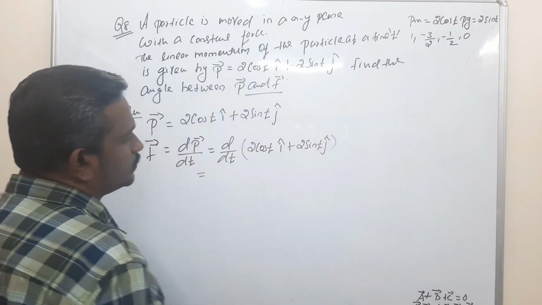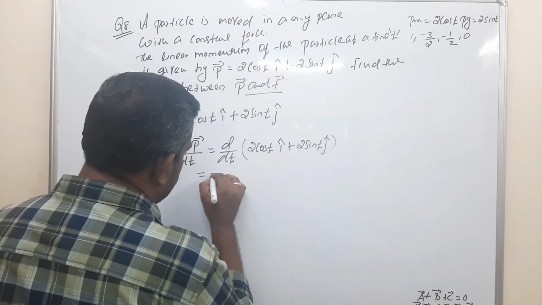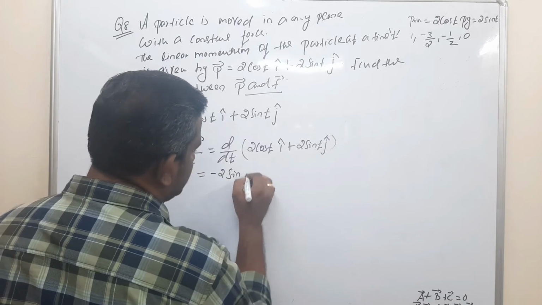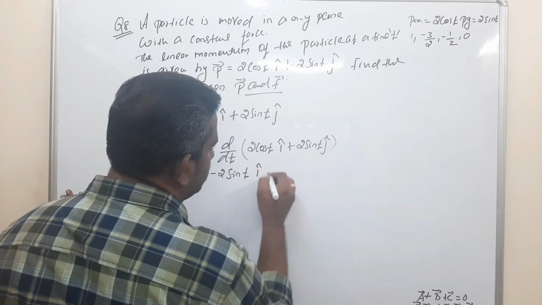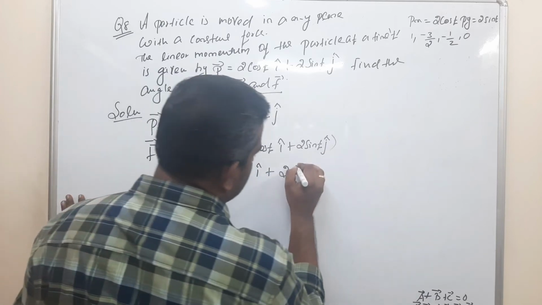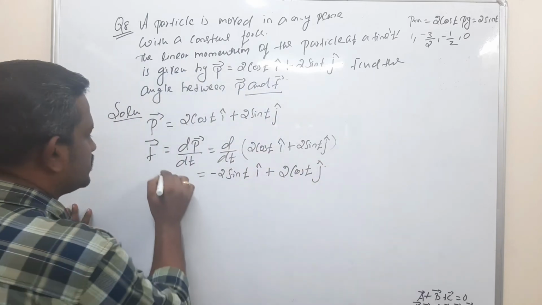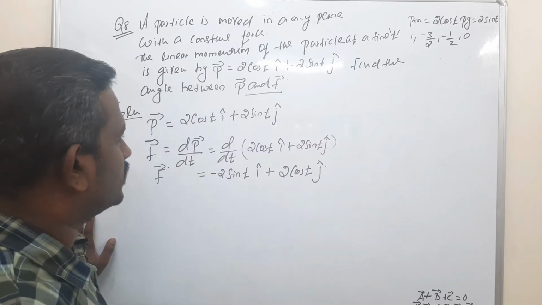So differentiation of cos t is minus sin t, so minus 2 sin t i cap, plus 2 times differentiation of sin t, which is cos t, j cap. So this is the F vector.